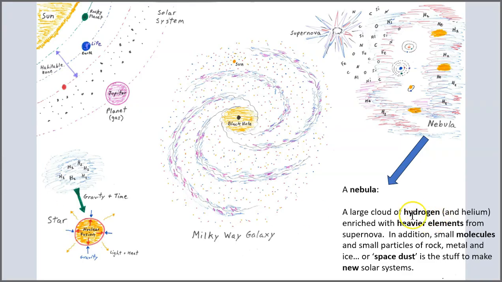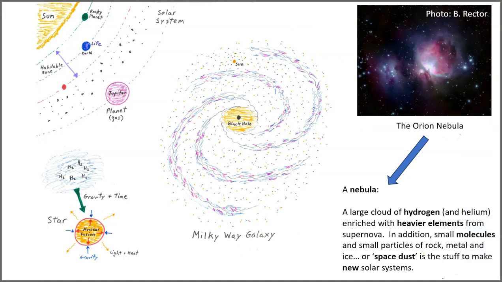Let's define a nebula then. A large cloud of hydrogen and helium enriched with heavier elements from supernovas. In addition, small molecules and small particles of rock, metal, and ice, or space dust, is the stuff to make new solar systems. A famous nebula you might be familiar with is the Orion Nebula. And so when we look at a picture like this, we want to think these clouds of gas and space dust, these are the birthplaces of new solar systems, new stars with planets.